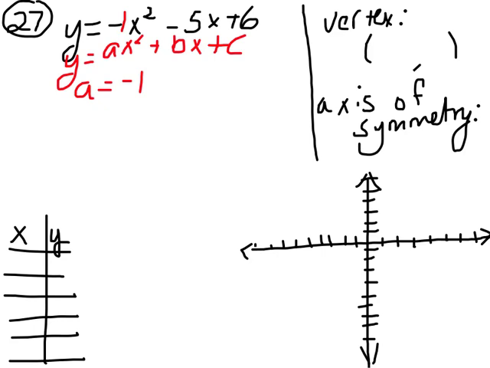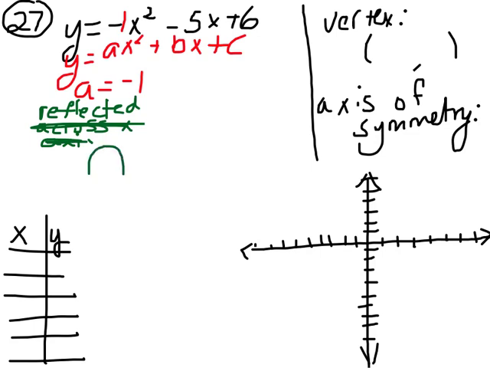Now, notice, since the a is negative, the graph will be reflected across the x-axis. That means it's going to open downward. So when we put our vertex on our graph, it's going to be right here, and this is going to be what we call our maximum value. It's going to be the highest y value we can get.